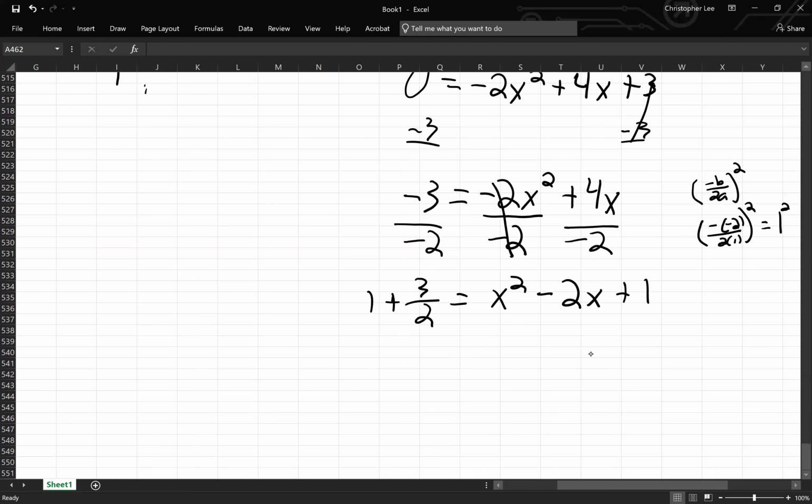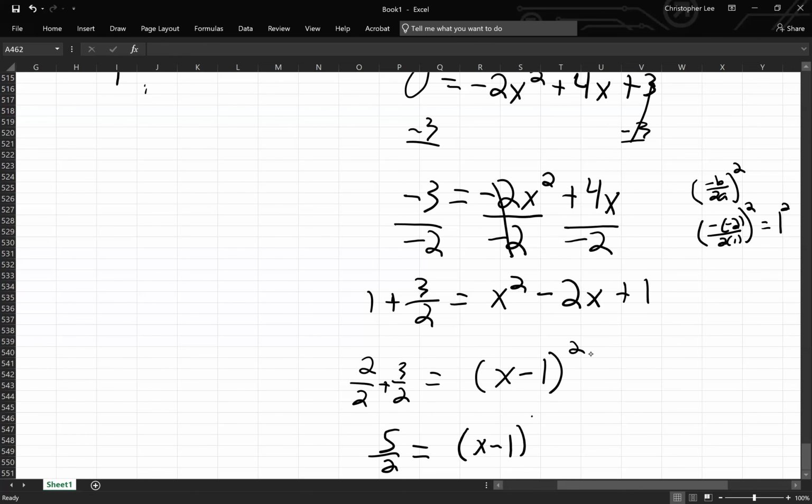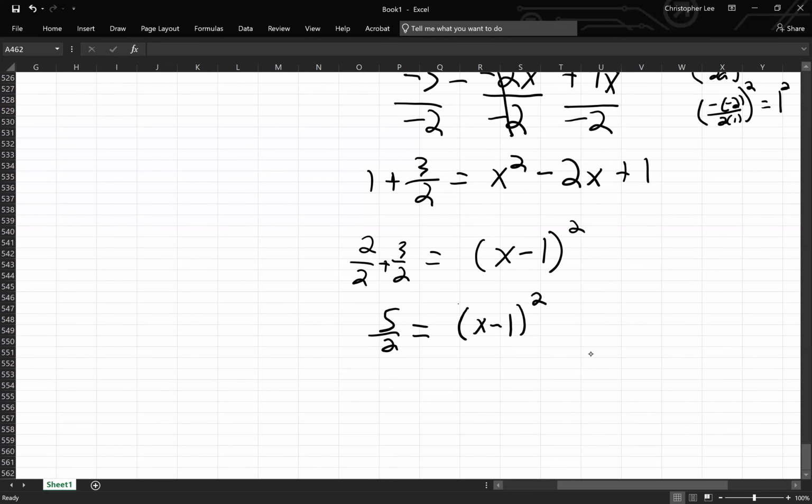On the right-hand side, this is going to become what? 2/2 plus 3/2 is equal to, let's factor this. This is going to be (x minus 1) squared, right? Put this together. This is 5/2 is equal to (x minus 1) squared. I want to solve for x. So I'm going to square root both sides. What you do to one side, you have to do to the other. So now what do I have? I have plus or minus square root 5 over square root 2 is equal to x minus 1, right?